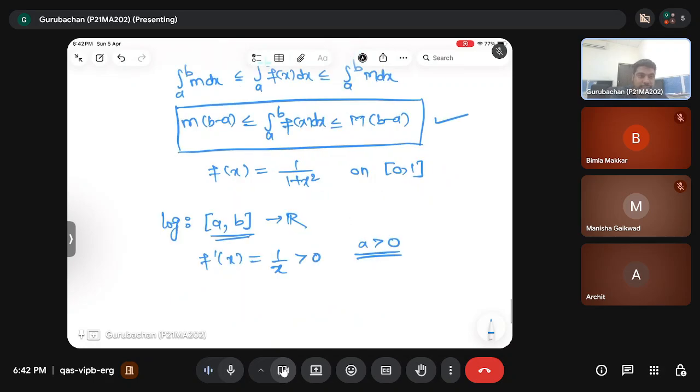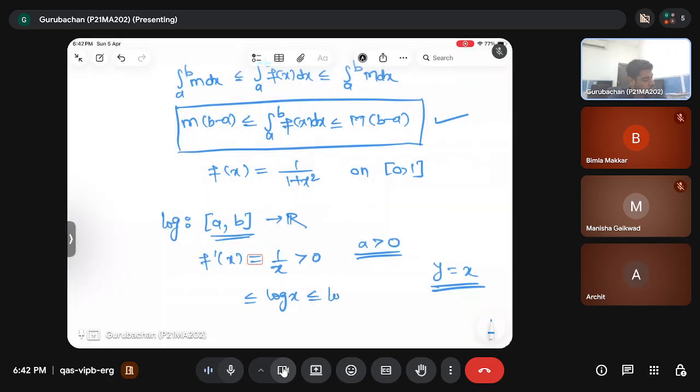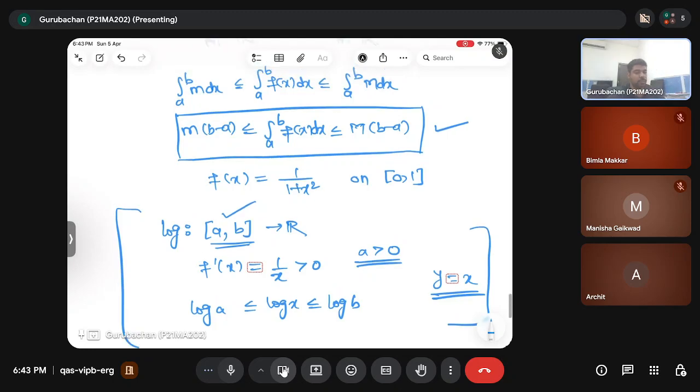So in case of an increasing function, where will its maximum value be attained? Obviously at the endpoint. Simply see y equal to x. What is the value of y equal to x? Maximum b, and minimum a. In the same way, log b and log a. Clear? You just need to maintain that this interval should be a closed interval. Okay, clear now? Yes, sir. Clear.